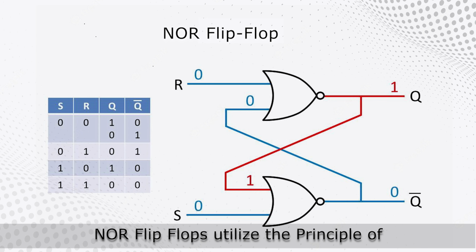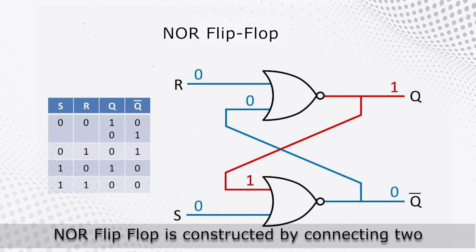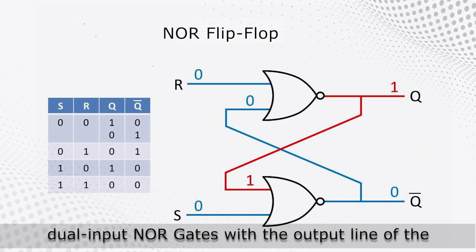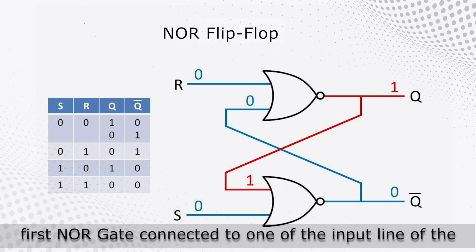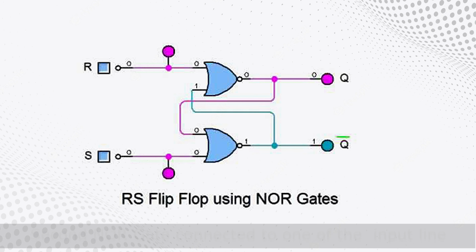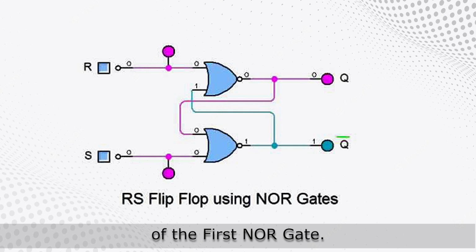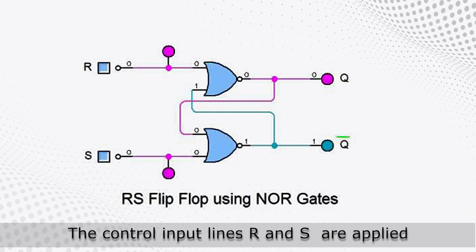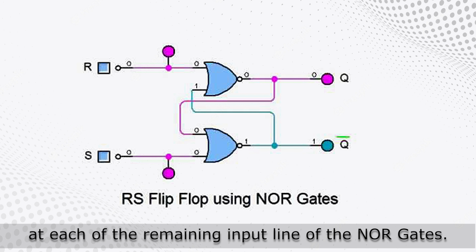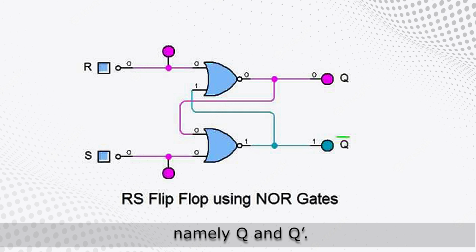NOR flip-flops utilize the principle of positive logic for its functioning. NOR flip-flop is constructed by connecting two dual input NOR gates with the output line of the first NOR gate connected to one of the input line of the second NOR gate and the output line of the second NOR gate connected to one of the input line of the first NOR gate. The control input lines R and S are applied at each of the remaining input line of the NOR gates. The flip-flop produces two complementary outputs, namely Q and Q bar.